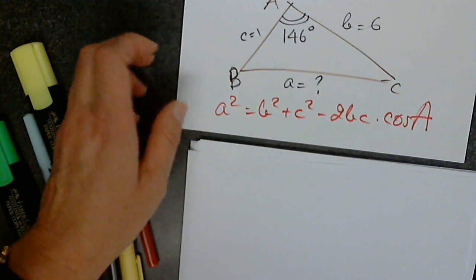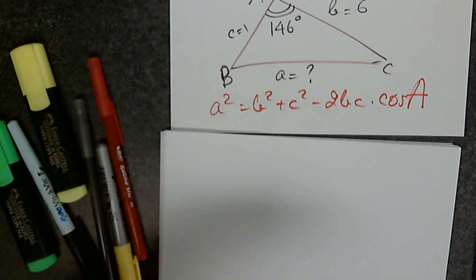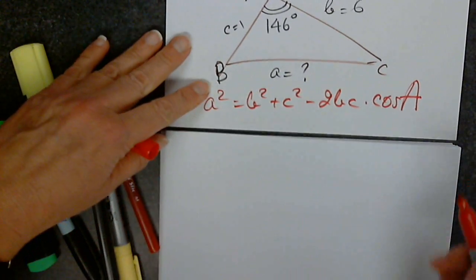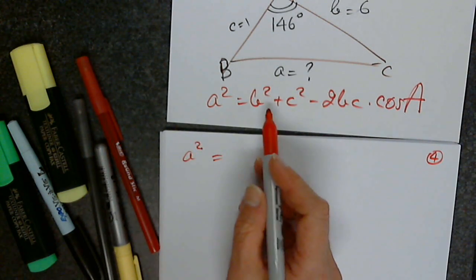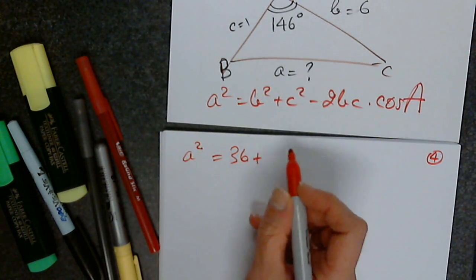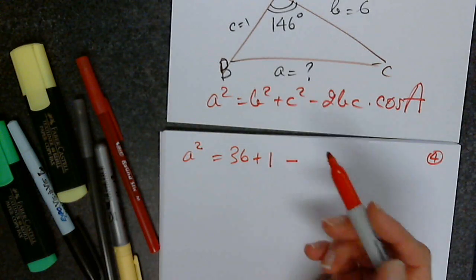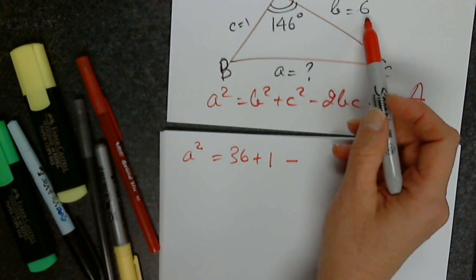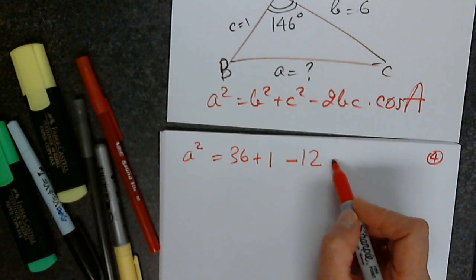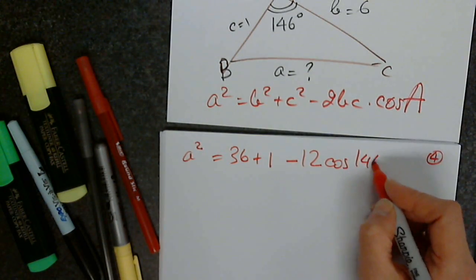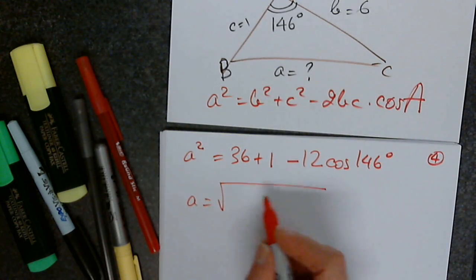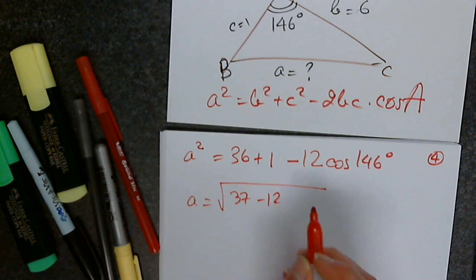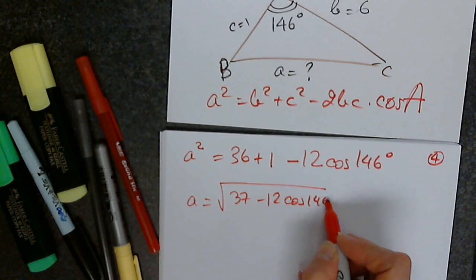Okay. So then please dictate. What should I write? So a squared is a squared, right? B squared will be 36. C squared will be 1, minus 2 times 6 times 1 is 12, and cosine 146 degrees. And of course, a will be the square root of all this. 37 minus 12 cosine 146.